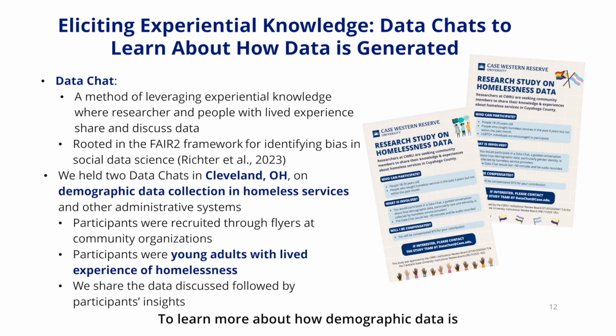To learn more about how demographic data is collected in social service provision, we held 2 data chats in Cleveland, Ohio. We recruited participants from the greater Cleveland community using the flyers on the right, and we encouraged young adults with lived experience of homelessness and identifying as racial, ethnic, and gender minorities to participate. In the following slides, we'll share some examples of data that we presented to participants, as well as some of the insights that were gathered from their knowledge.